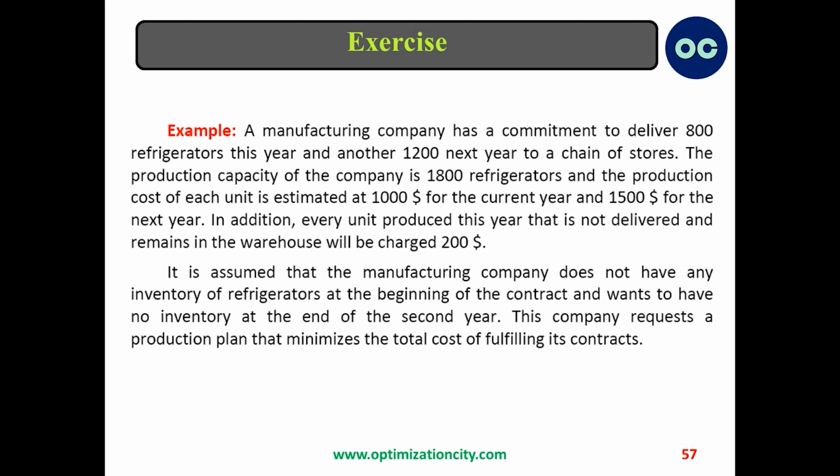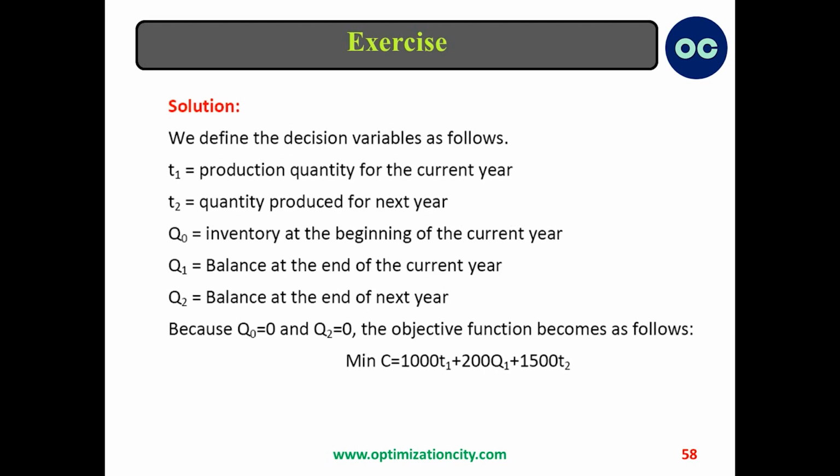Additionally, any unit produced this year that remained in the warehouse will incur a charge of 200. Assuming that the company has no inventory of fridge at the beginning of the contract and wants to have no inventory at the end of the second year, they require a production plan that minimizes the total cost of fulfilling the contract. To arrive at a solution, we will define the decision variables as follows.